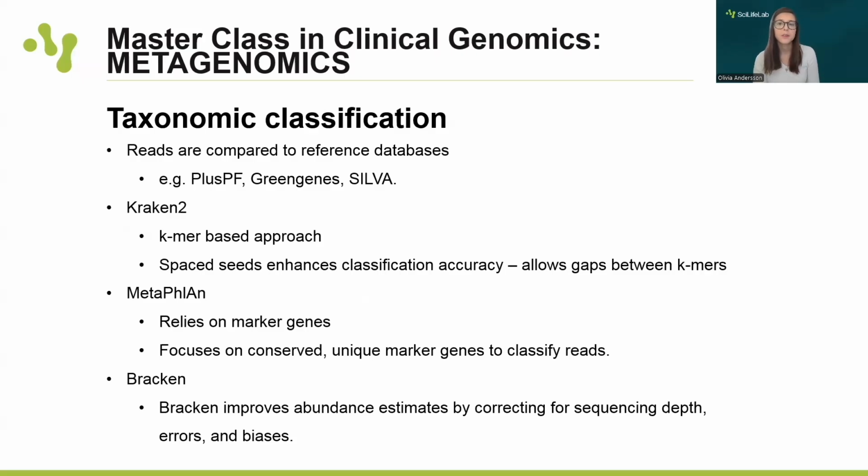When Kraken 2 is used for taxonomic assignment, Bracken can be used to help refine these estimates by accounting for sequencing depth and potential sequencing errors and biases that might affect the quantification of taxa. Bracken improves upon the basic read counting methods by using probabilistic models to adjust for the influence of these factors, leading to a more accurate abundance estimation, especially in datasets that have uneven read distribution or low sequencing coverage.